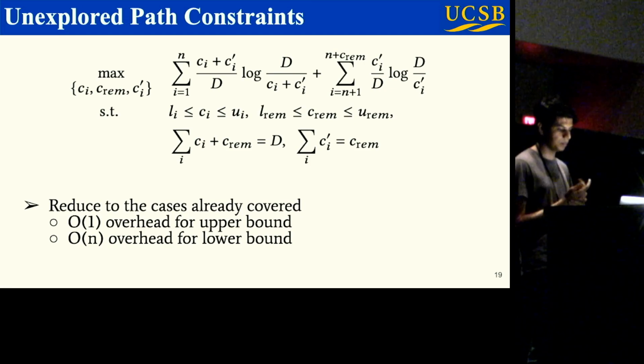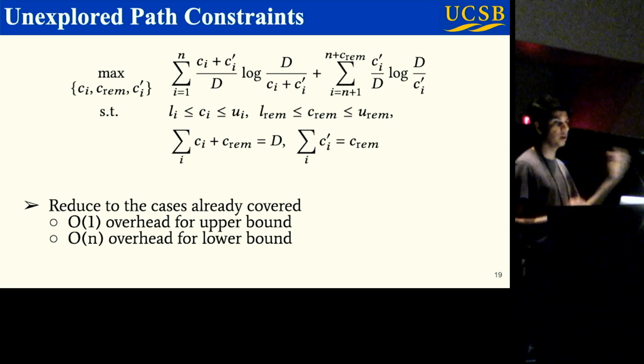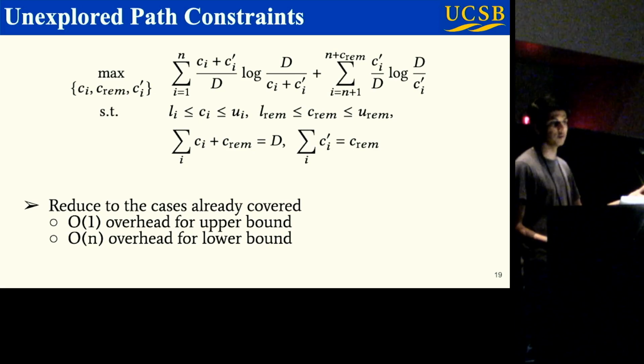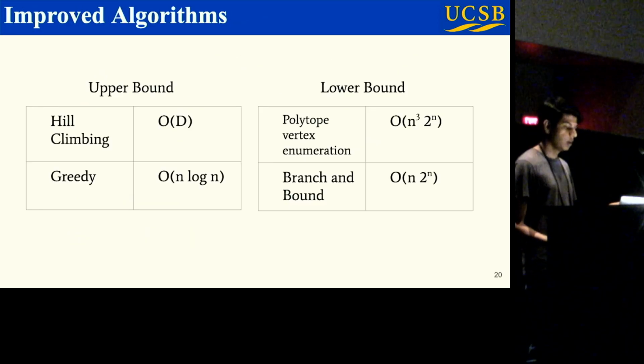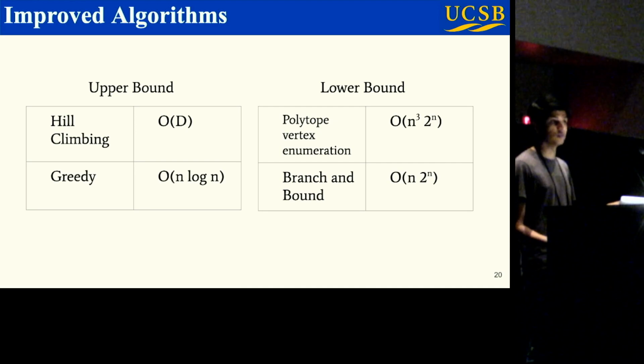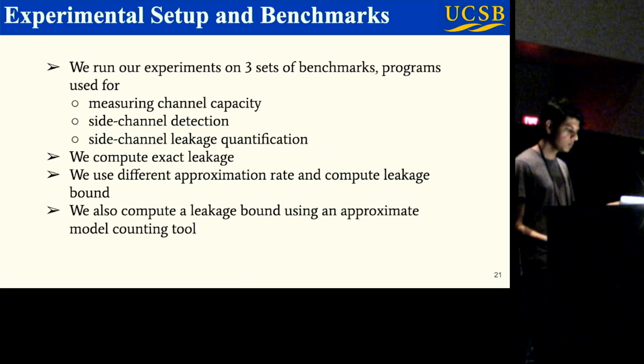It's very interesting, but all you need to know is that it reduces to the instance I've already covered where you only have approximate counts with an O(1) overhead for the upper bound and an O(n) overhead for the lower bound. These are not actually the algorithms we use in practice, but we use modified versions of these in the paper, and we can get n log n for the upper bound and n times 2^n for the lower bound. The experimental setup is not too interesting.